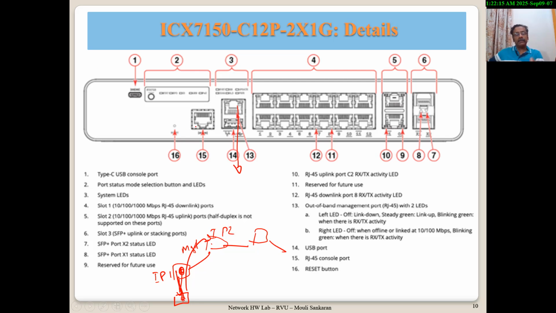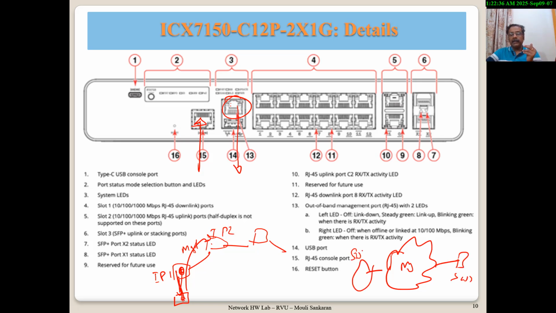Whereas each management port will have some IP address. Suppose you have a management LAN, and many network devices are connected. Switch 1 is connected, switch 2 is connected, all different devices are connected to this management LAN. If your host is also connected to the management LAN, you can telnet to any device on the management LAN and configure it.